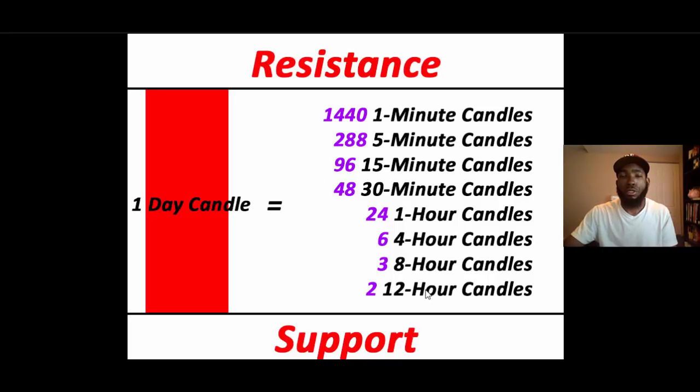All right, so if you are trading the minute chart, you have 1440 1-minute candles. And then as you go down the line, you see that it decreases. So as you see, you have 288 5-minute candles, 96 15-minute candles, and so on.